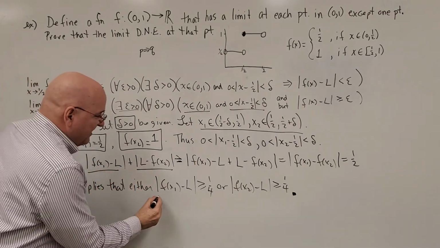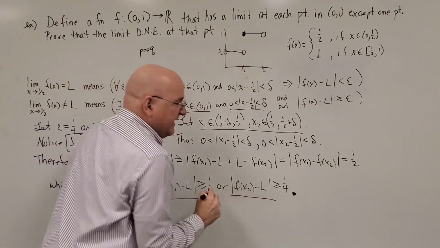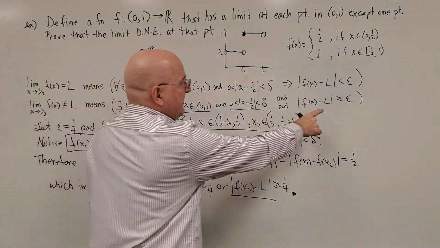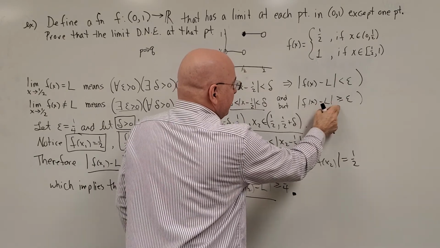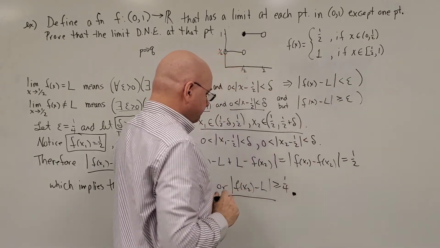I don't know which one it was. It was either x1 or x2, but one of them has this value in absolute values, f of x minus the limit, greater than or equal to epsilon. And we're done.